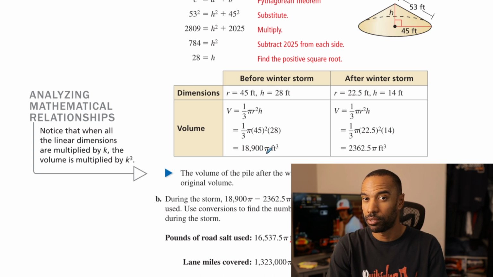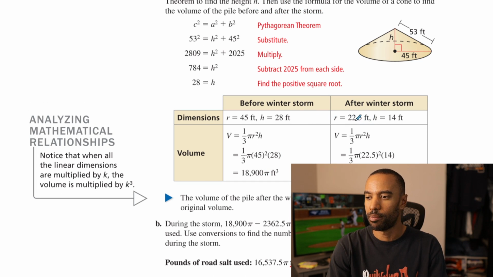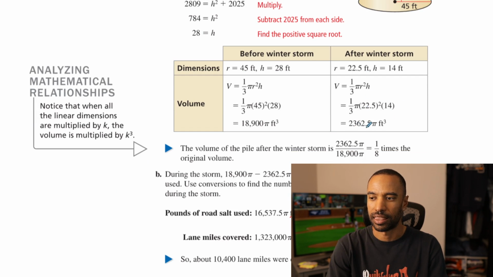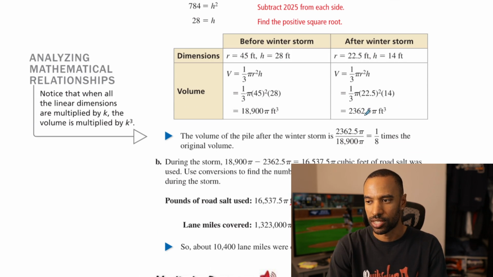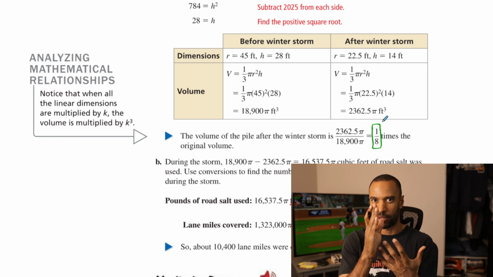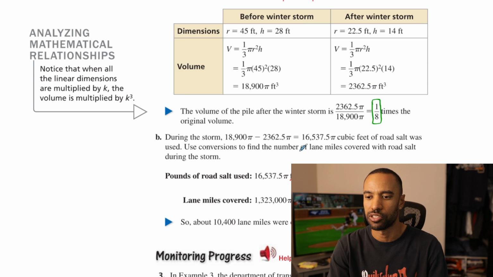They didn't round by multiplying by pi here. They left it in terms of pi. And then after the storm, they make the radius half of what it was, and the height half of what it was. And then they're going to get this number here. That's exact. And then they divide one by the other, and here you get the 1/8 that I was referring to. If you take all three dimensions, both the radius and the height, and take half of each of those, that becomes 1/8 as a whole. That's why I said that answer.